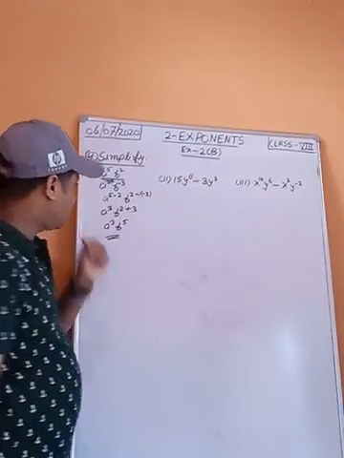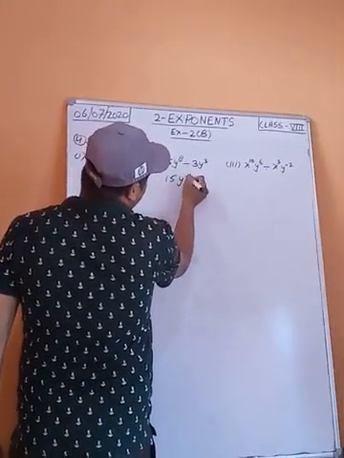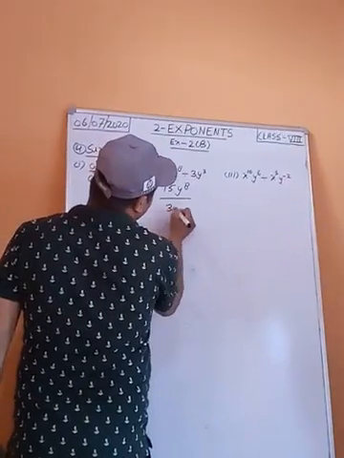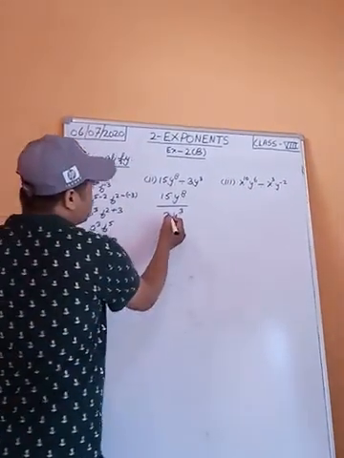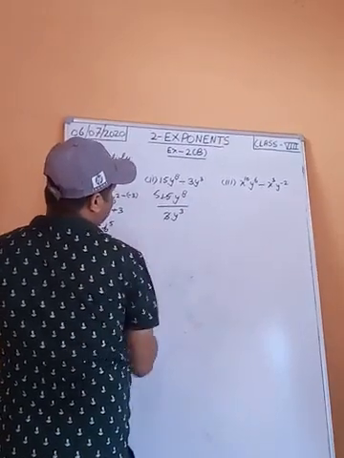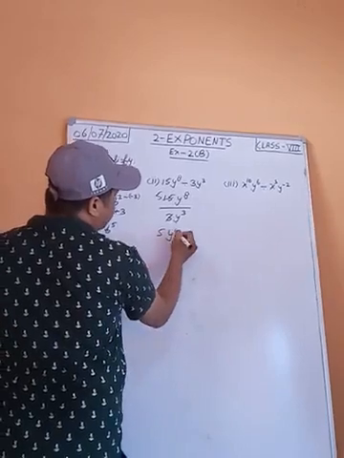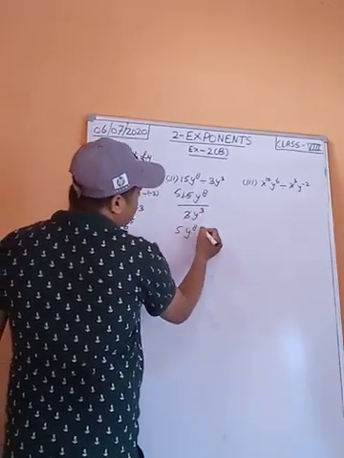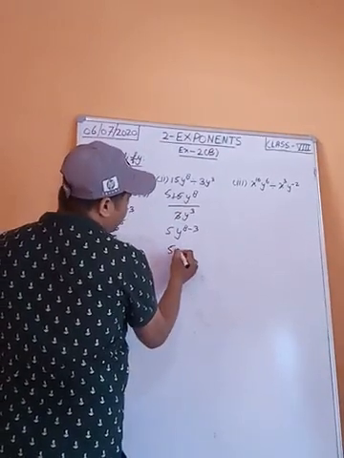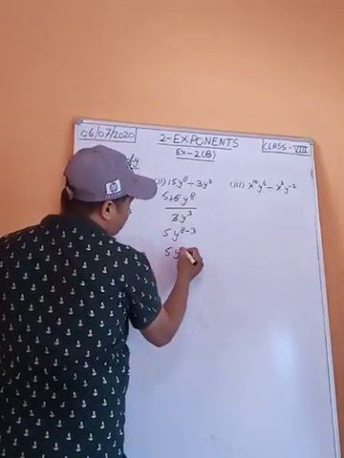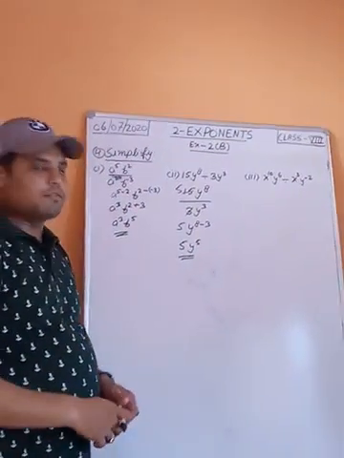Second part. It is written like this. First we will write 15y raised to the power 8 upon 3y raised to the power 3. So first 3 5s are 15. What is left? 5y raised to the power 8. Then here is 3 minus 3. They both are in divide. So 5y raised to the power 8 minus 3, 5. So 5y raised to the power 5.